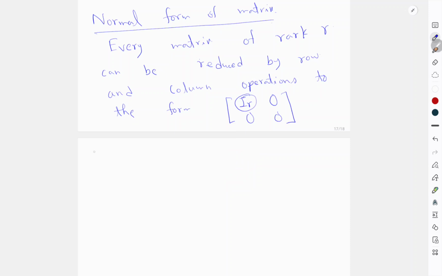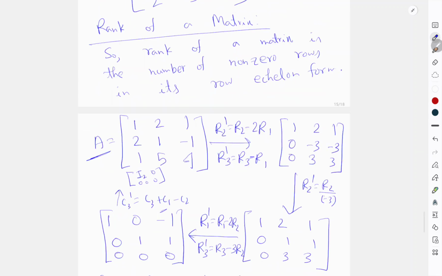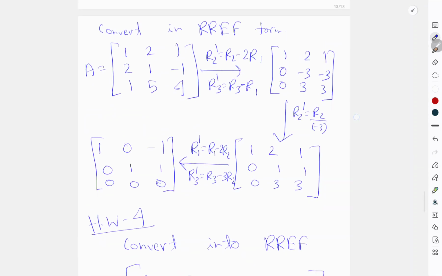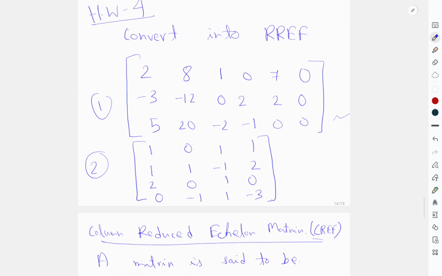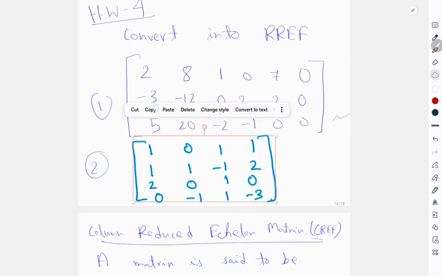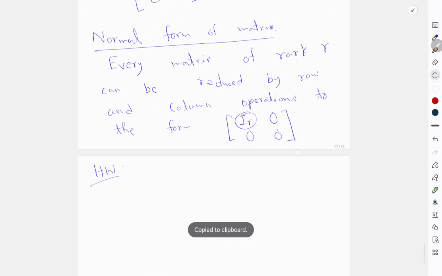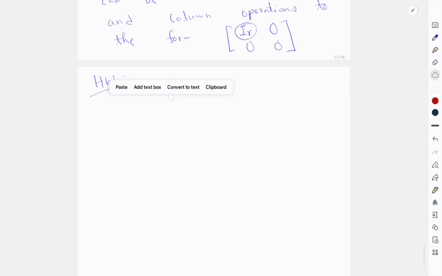So just try a homework. We have already given you homework; try this problem and convert it into its normal form.